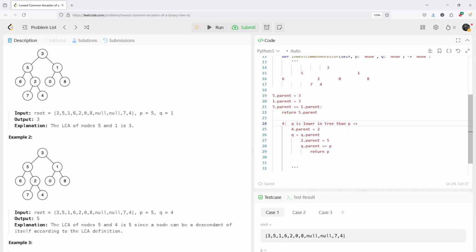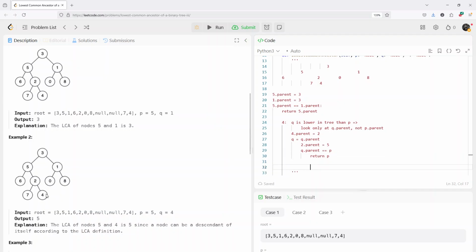So that implies look only at q dot parent, not p dot parent. So then how do we know if it's lower? We basically need some method to compute what we can call the depth or height of a node. To do that, we could keep looking at its parent until it reaches the root and it no longer has a parent.